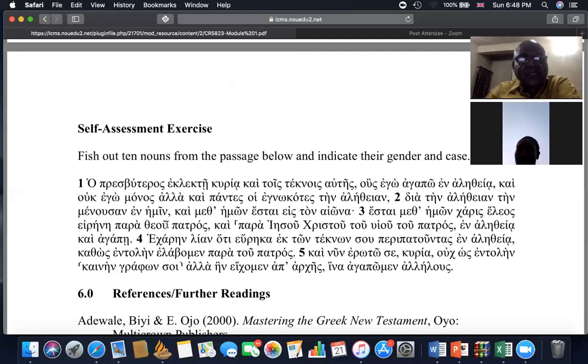Theo is a noun. Theo is singular. You should know Theo by now. Yes, sir, in its genitive. Patros is a noun, and patros looks like nominative masculine singular. Jesu Christu, well, let's take it as now.